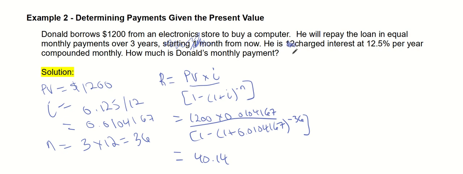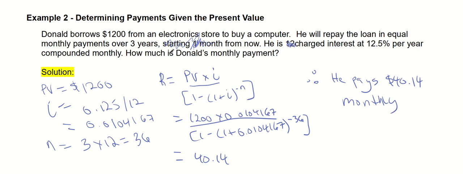Then we just need a final statement here. The final statement you should write, therefore, and this is the symbol for therefore, I'm gonna say he pays $40.14 monthly. There we go. That problem is done.